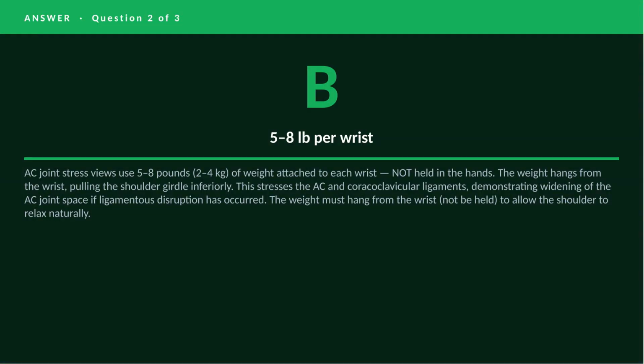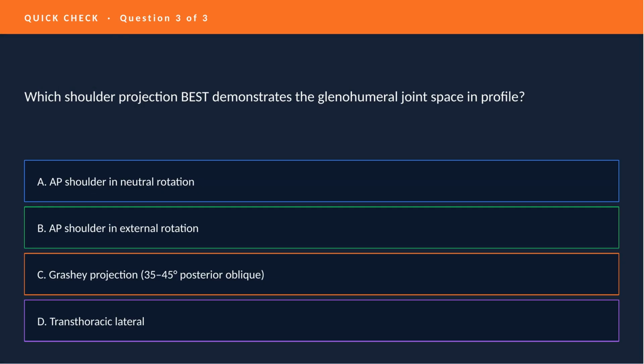The answer is B, 5 to 8 pounds per wrist. AC joint stress views use 5 to 8 pounds, 2 to 4 kilograms. Hung from each wrist, not held in the hands. Hanging from the wrist allows the shoulder to relax naturally under the weight, stressing the acromioclavicular and coracoclavicular ligaments. Widening of the joint space compared to the non-stress view diagnoses ligamentous disruption.